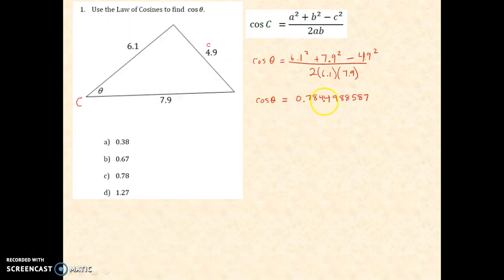Now, is this the exact value of cosine of theta? No, it's a decimal approximation. This decimal goes on forever, but your calculator can only show you so much because it has a finite screen. So it rounds it to a bunch of decimal places. And then if we look at our answers, we were looking for cosine theta, and we have cosine theta equals this. And so let's see which one we're equal to. Hey, look, we're closest to C.